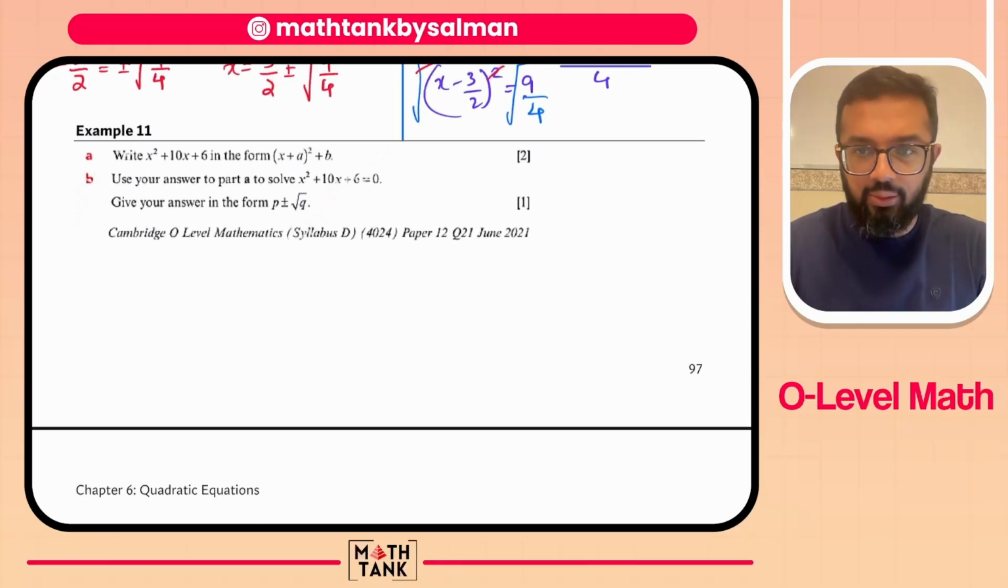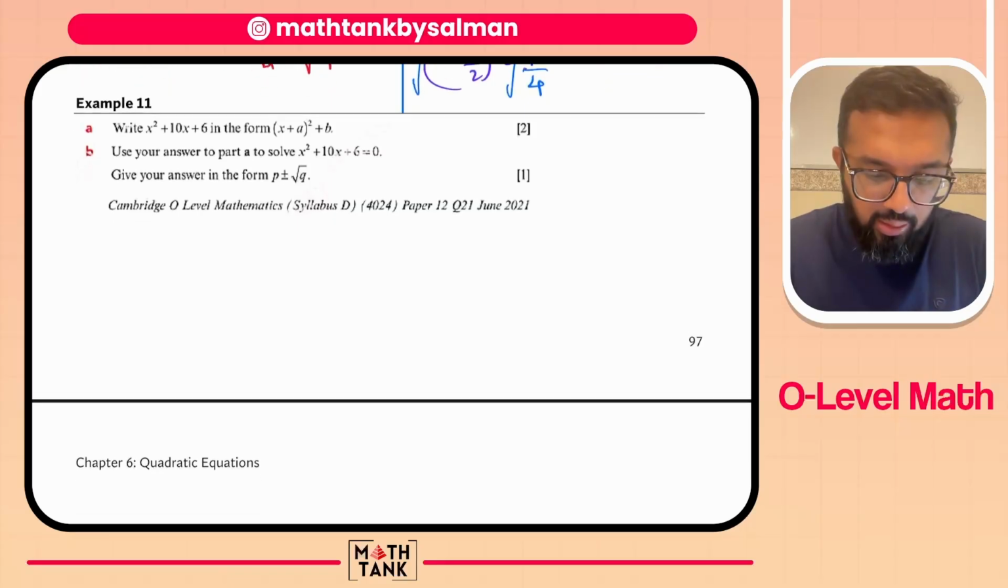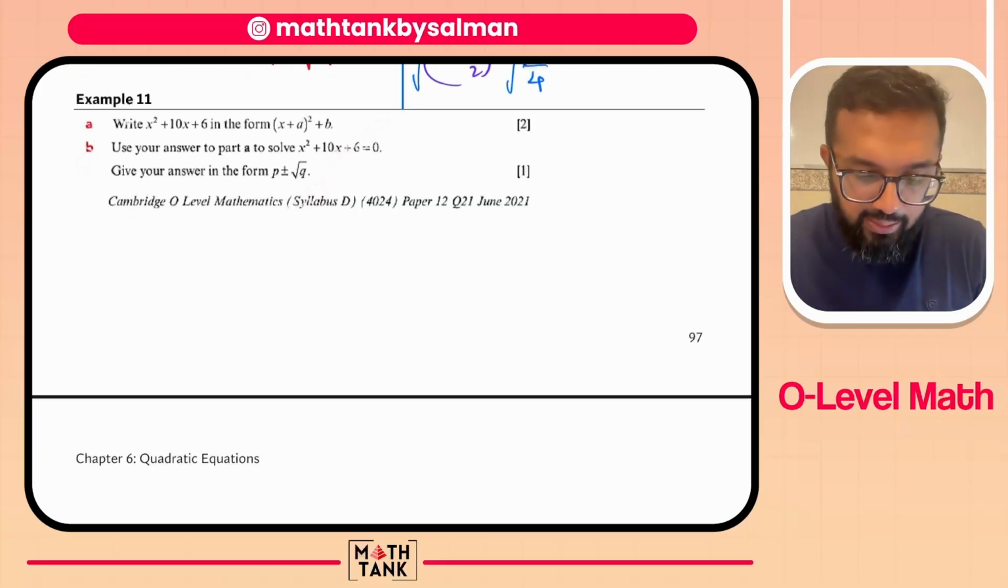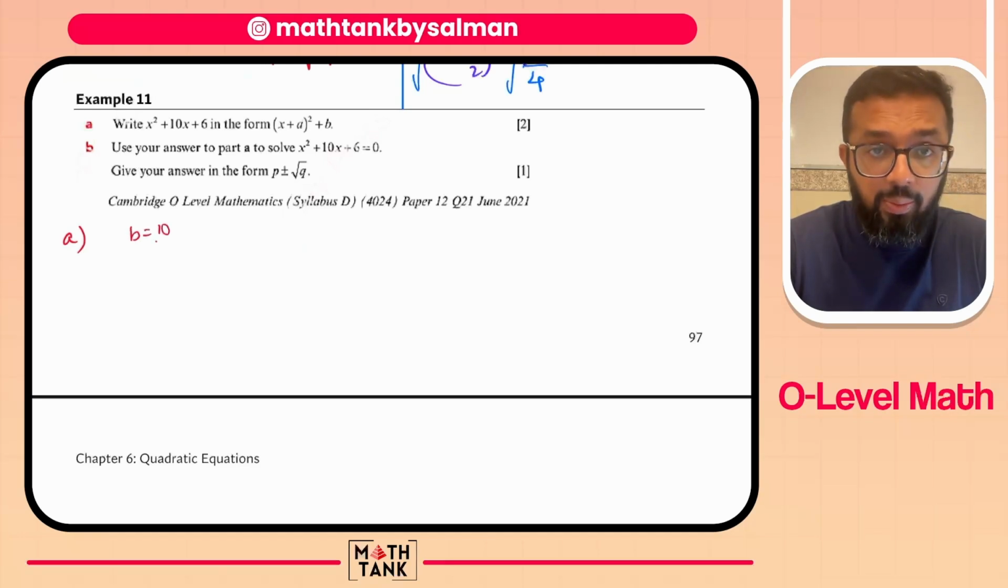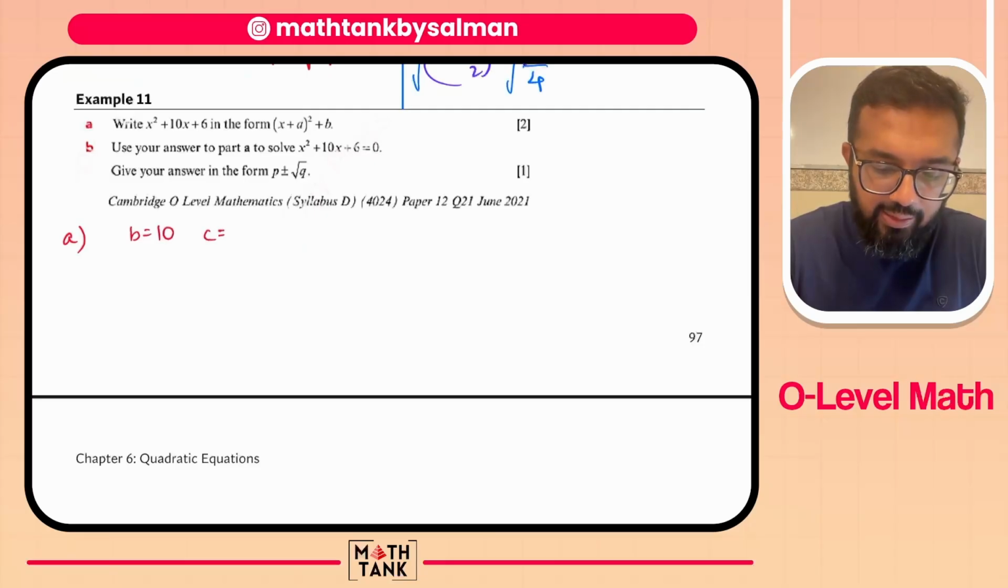There's more to completing the square as well, and we'll talk about it. It says write x squared plus 10x in the form (x plus a) whole squared plus b. So I'm just going to say what is my b. I'm not worried about what the question is saying. My b is 10 and c is 6. I know my completed square form.